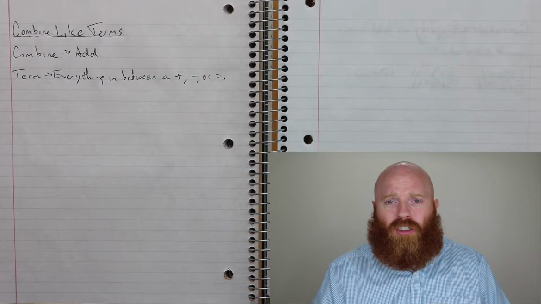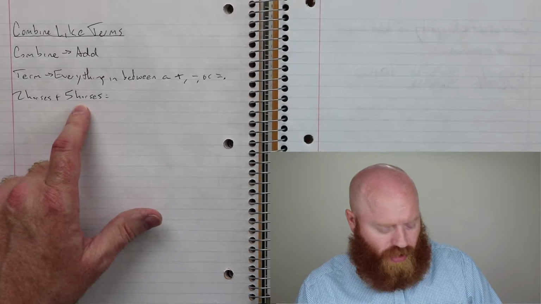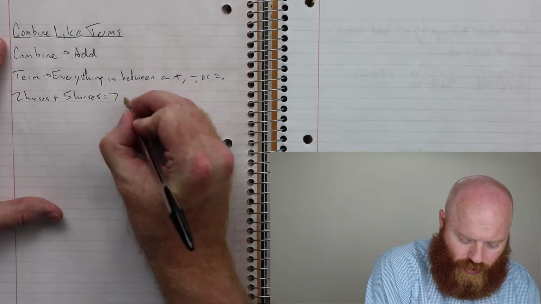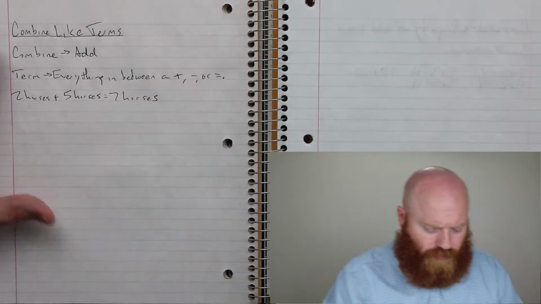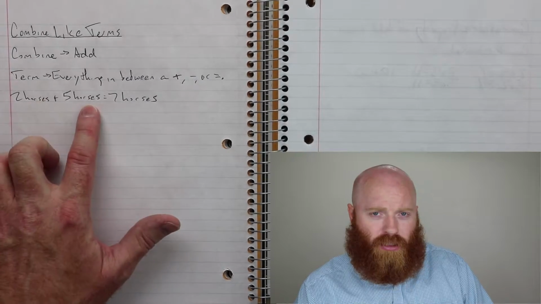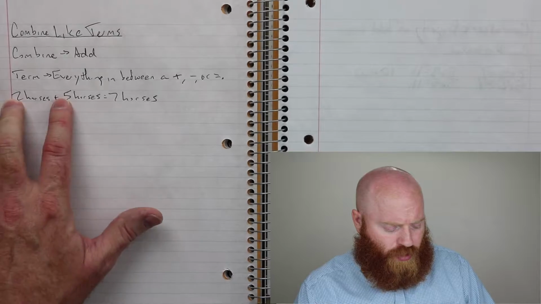What's 2 horses plus 5 horses? 2 horses plus 5 horses equals 7 horses. I got to explain that to you. That's knowledge that you already have. What you had is like terms here. They're the same thing. Like means alike, means they're the same. So horses plus horses equals horses, and 2 plus 5 equals 7.